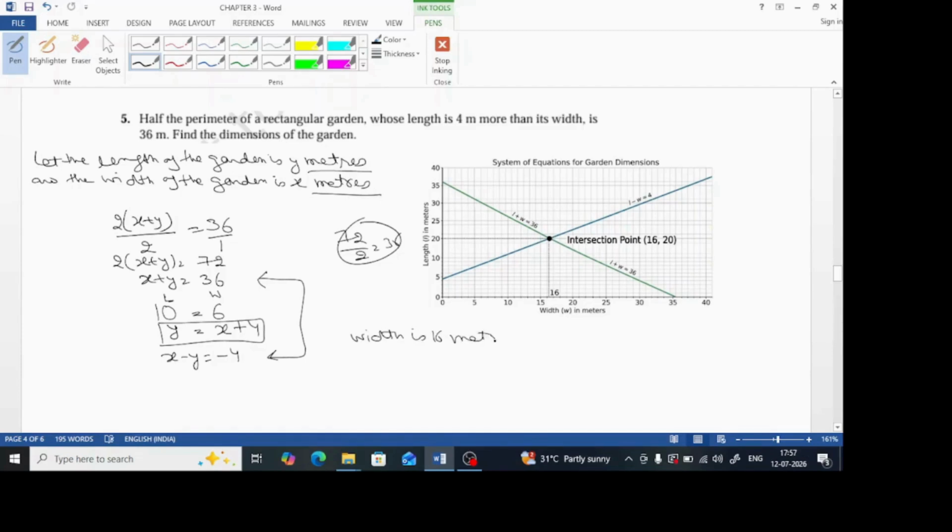Meters, and the length is 20 meters. Length is 20 meters and width is 16 meters, and it is satisfying 36 meters, half the perimeter is 36 meters. Let us move to question number 6.